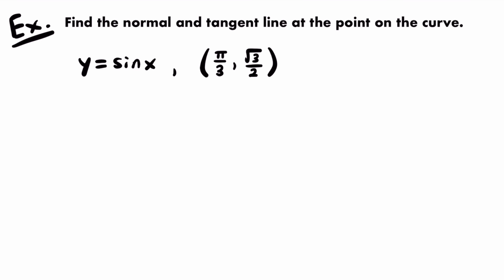For this example, we want to find the normal and tangent line at the point on the curve. And we're given y equals sine x for the point pi divided by 3, the square root of 3 divided by 2. All right, so remember, the first thing we want to do here is view this single variable function that we've been given as a multivariable function, right?